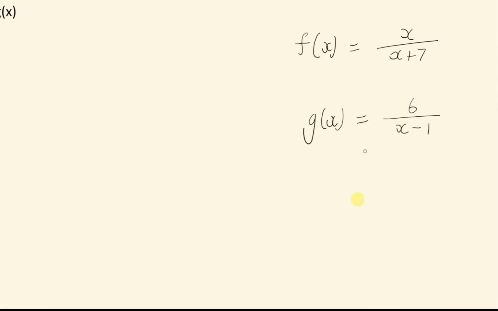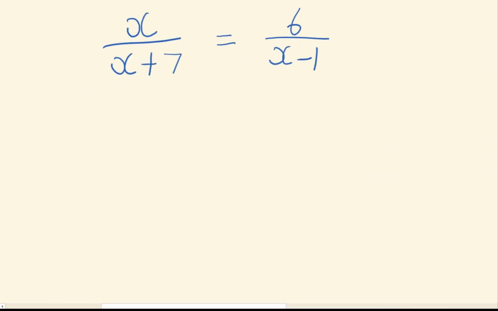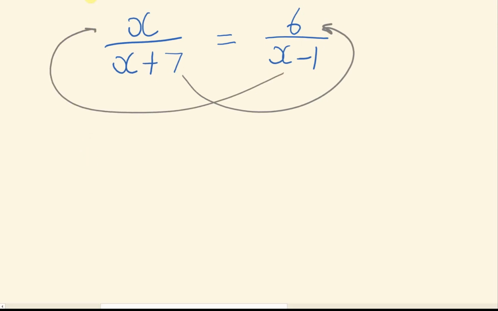So again, we're solving these two functions equal to each other. And just like before, my first step is going to be to get rid of all the fractions. So as I said, if I times by x minus 7, that will basically go there. If I times by x minus 1, that will basically go there. So my next line is going to be x minus 1 equals 6, x plus 7.